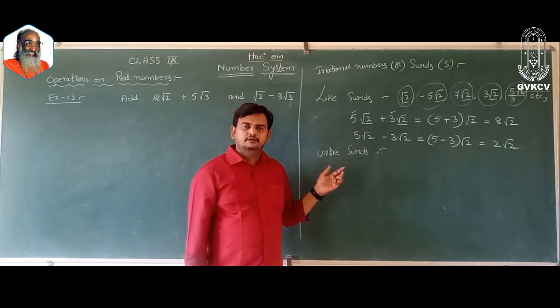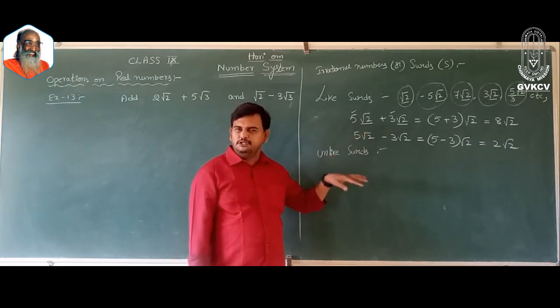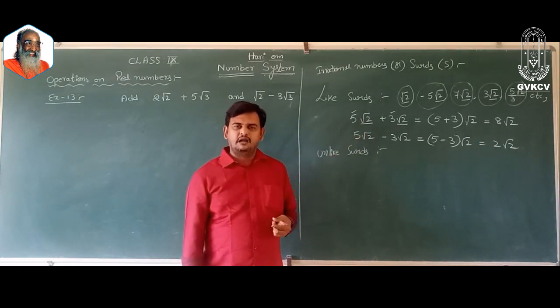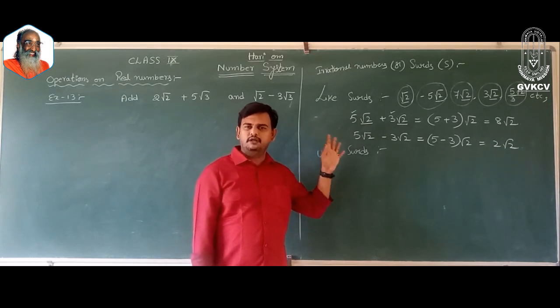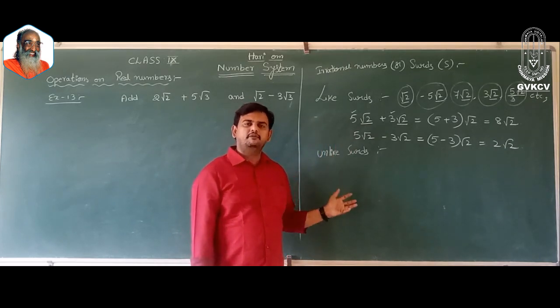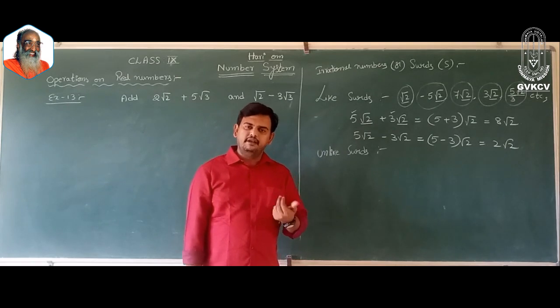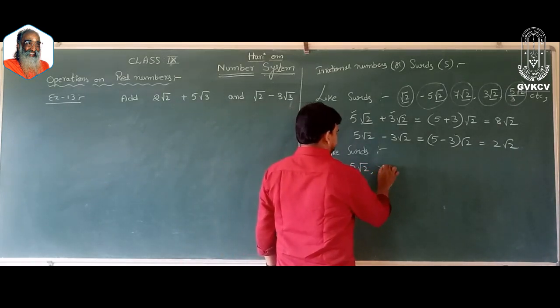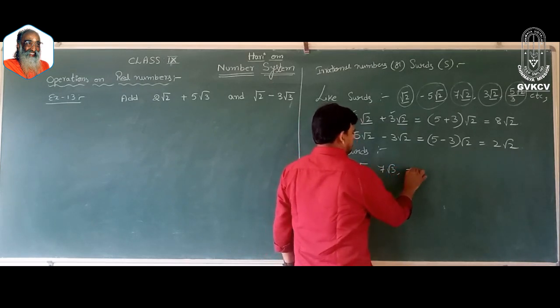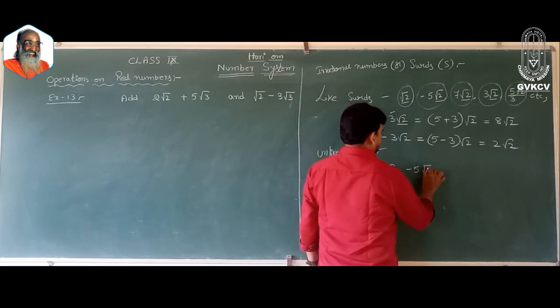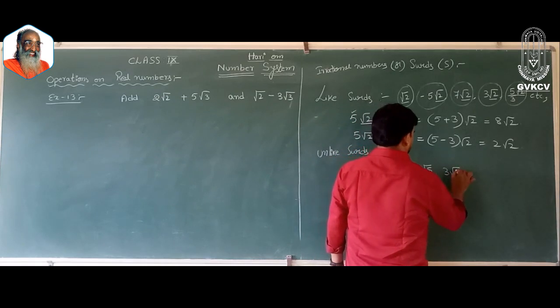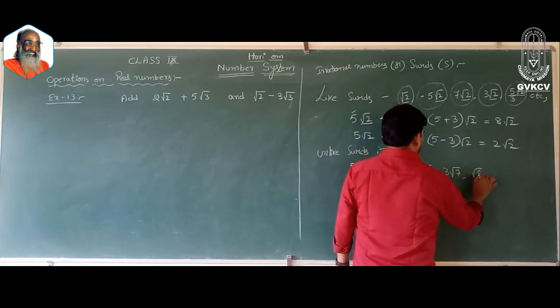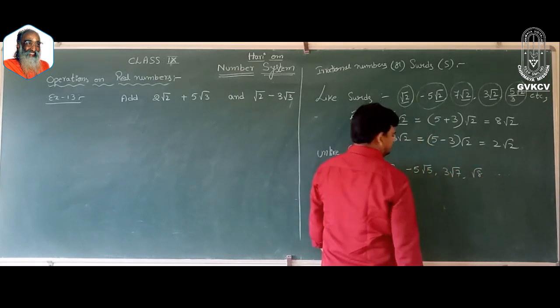Unlike surds. Now, quite the opposite of like surds are called unlike surds. Like surds means where the irrational parts are the same. Unlike means where the irrational parts are different. For example, 5 root 2, 7 root 3, minus 5 root 5, 3 root 7, root 8, etc.